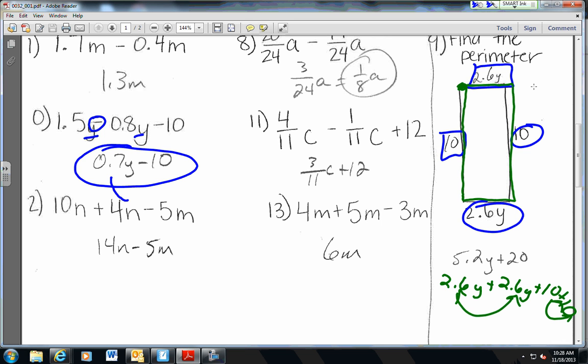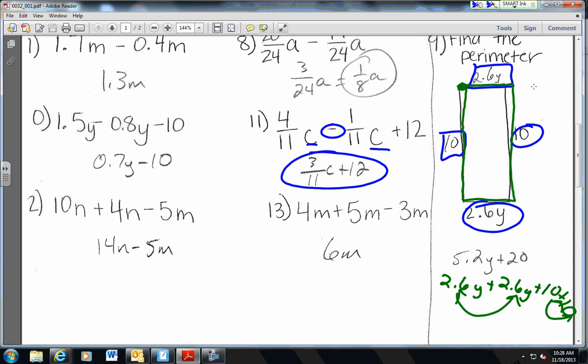We cannot subtract these because they are not like terms. This one has a y, this one has no y with it. It's just a constant. Okay, so your answer is simply 0.7y minus 10. Number 11, again, C and a C, and 12 has no C with it, so all we can do is subtract the two like terms, and we would get 3/11C plus the 12. Nothing more to do.